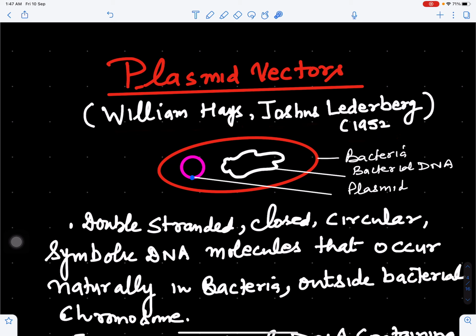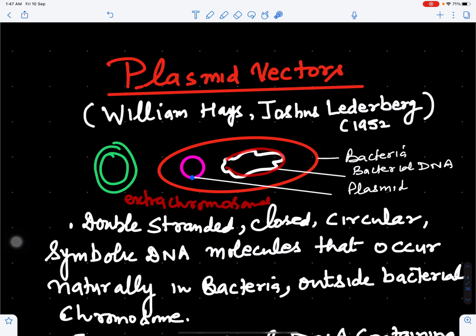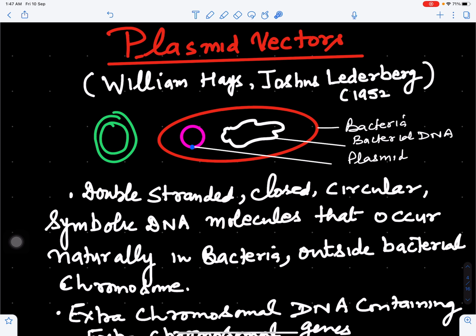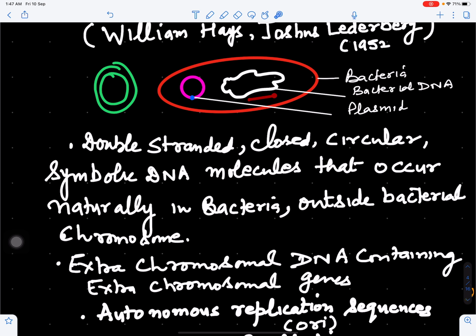Now these plasmids are basically double stranded. They are made up of two strands of DNA like this. They are closed and circular, and this DNA is extrachromosomal. This is the bacterial DNA and this is the circular extrachromosomal DNA, which naturally occurs in bacteria, and this has no correlation with the genome of the bacterial cell. The bacterial DNA is independent of the plasmid.